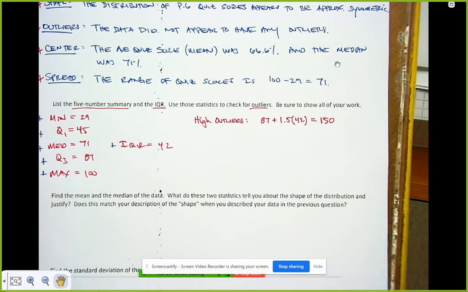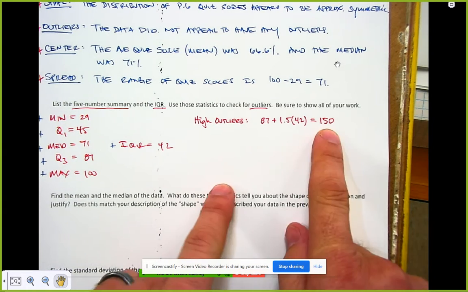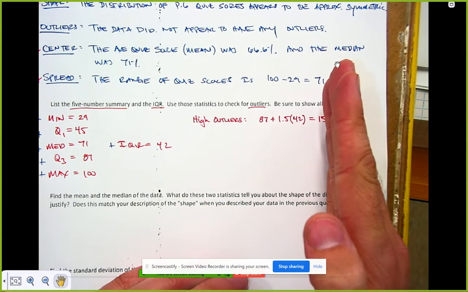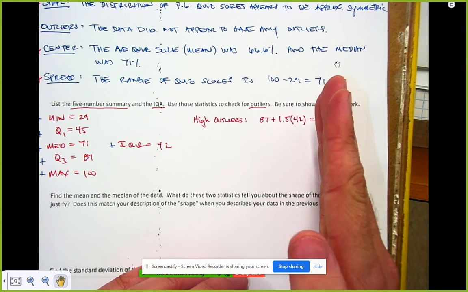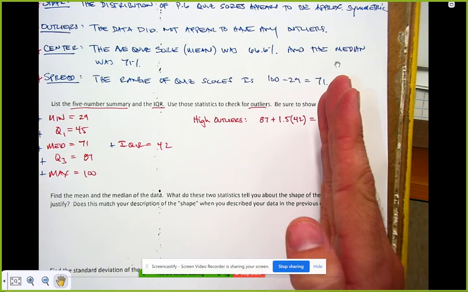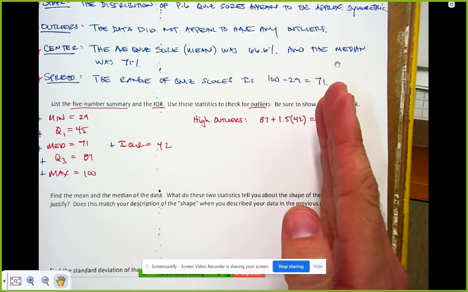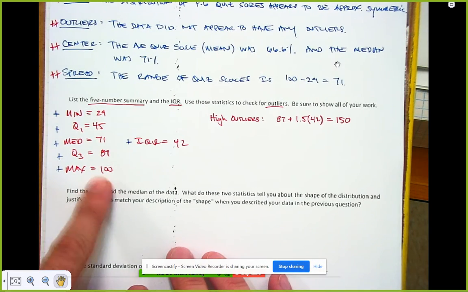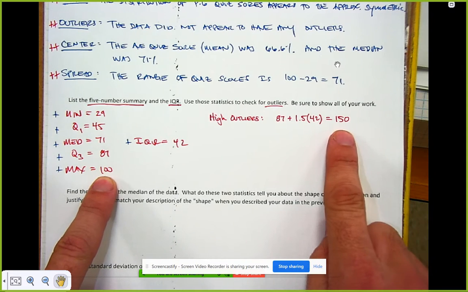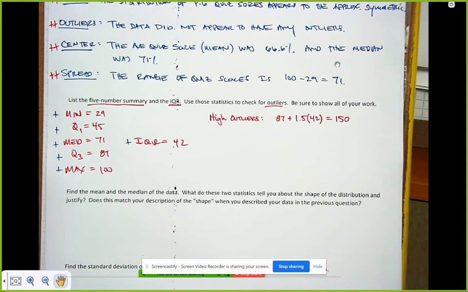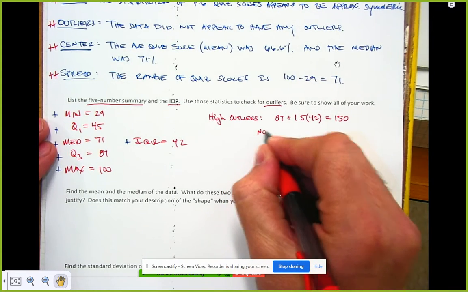Some people were using the wrong numbers, got messed up there, and that's why they missed the points. But what does this say? This 150 says, look, that's the highest value the data should be if it's not an outlier. Anything bigger than that would be an outlier. When you look at your data, the max value is 100, so there's no data that's too big, and you say no high outliers.